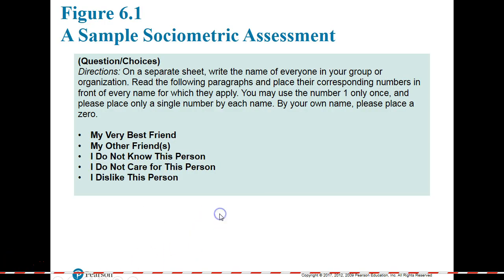And next we're going to look at the table of the sociometric assessment. Now this table really only shows the categories, so for more in-depth, you need to look in your textbook, but you're looking for clear directions, numbered options, and detailed descriptions of your options.